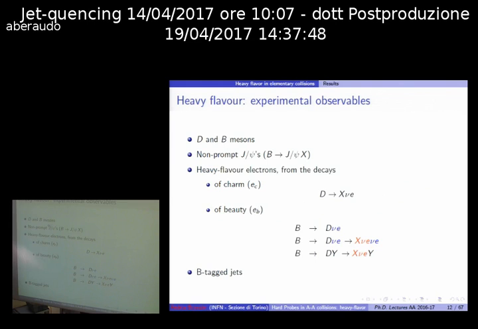And then, which are the final observables which are experimentally accessible, because clearly you don't measure quarks, you measure hadrons, so you can measure either D and B mesons, or also charmed and beauty baryons. Then you can measure a non-prompt J/psi, so it means the J/psi which comes from the decay of a B meson, or you can measure heavy flavor coming from the semi-leptonic decays of charm and B mesons, okay, in which essentially they are decays mediated by weak interaction.